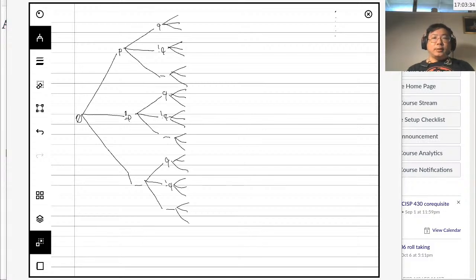And this is also why CISP430 is a co-requisite of this class, because they introduced the data structure tree in the class CISP430. The concept of a tree is not really that difficult to understand because we deal with trees all day long. When you look at the file system, how a folder can contain other folders and folders can contain files and so on, that is a tree already. But in terms of a more formal treatment of what a tree is and how to analyze the number of nodes in a tree, then CISP430 is a helpful class to have. And that's why it's a co-requisite.